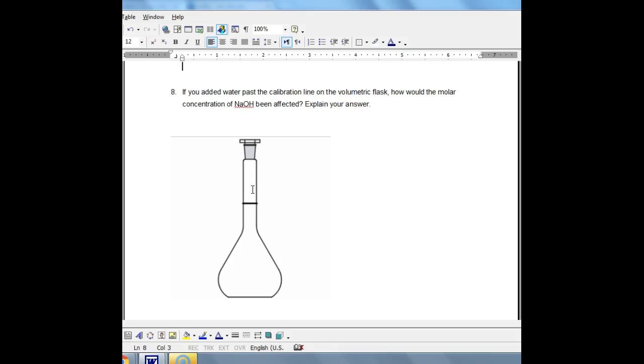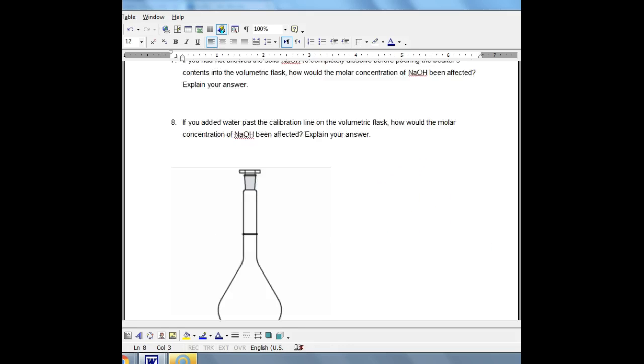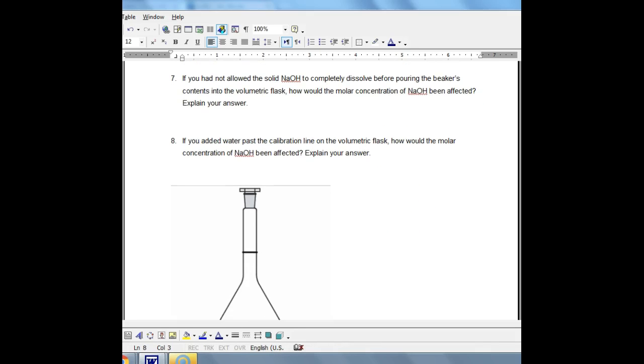Molarity is a ratio of moles of solute per volume of solution. So if you had added more water than you were intending to, how would that have affected your concentration? And again, explain why. Again, it is one of those three, and you do need to give an explanation for why you think that. And that is the end of your lab write-up. If you have any other questions, you know where to find me.